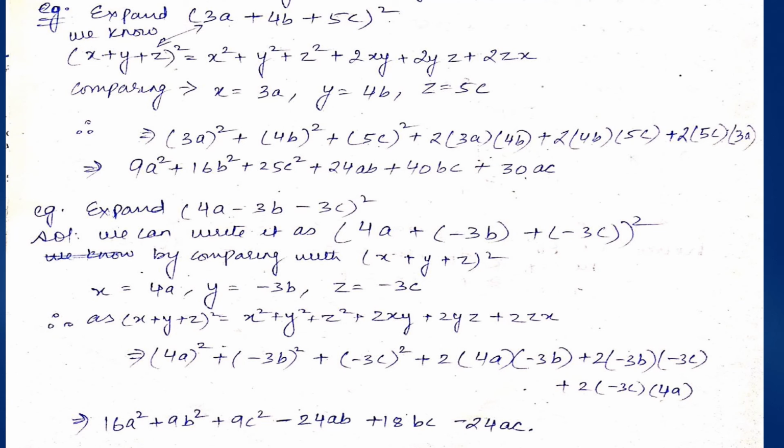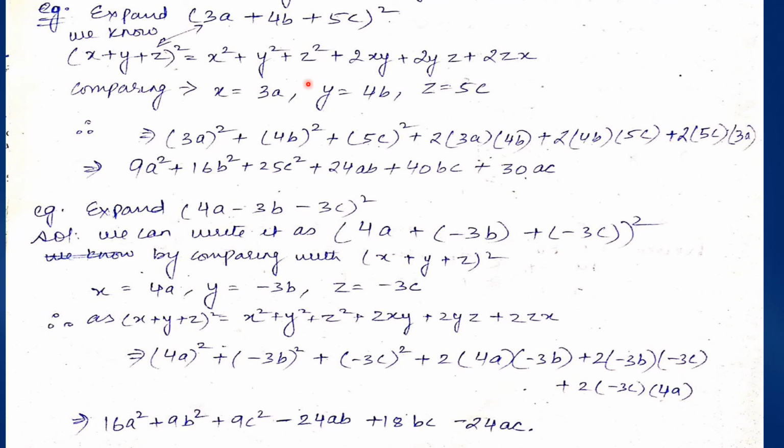Now an example for you. You have to expand this: (3a plus 4b plus 5c) whole square. If you see it carefully, it is similar to the formula (x plus y plus z) whole square. So we can compare these two. We are given the factor form and it is saying expand, so we want to find the expanded form. Very simple. We know the formula. First compare. What is x? 3a. What is y? 4b. What is z? 5c. Just put these values in and you will get the answer.